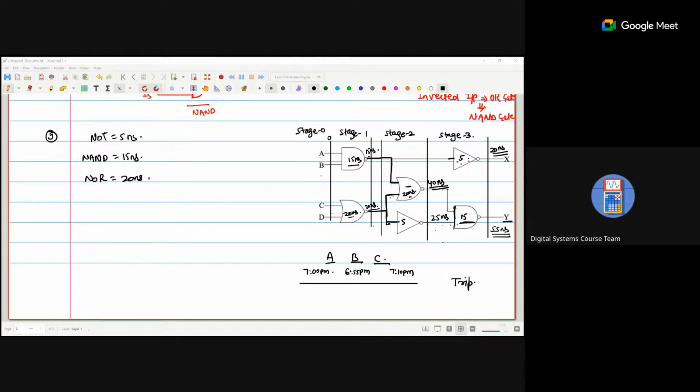Question number 10. I think you can solve it. Any doubt or should I repeat it? Yes, question number 10. Sir, we can try by using this K-map. Okay, one second, you can try. I will come back within 2 to 3 minutes. You just try this question.